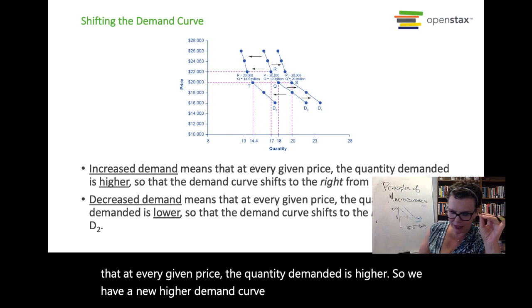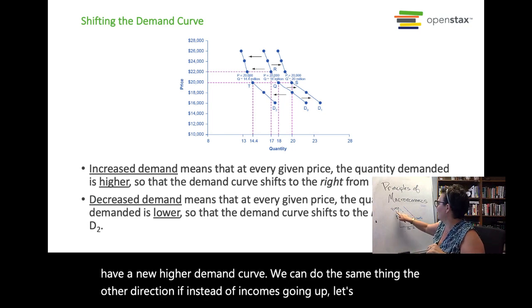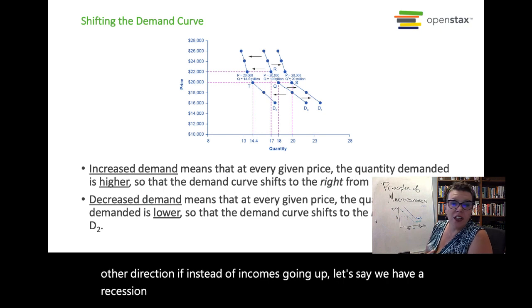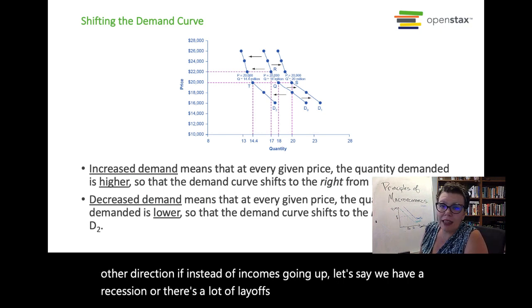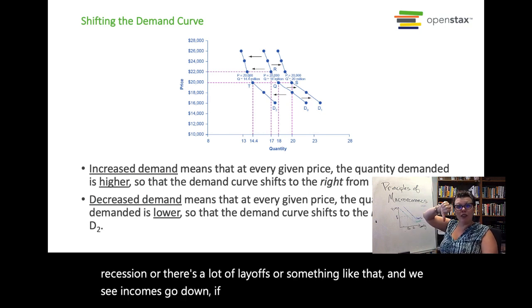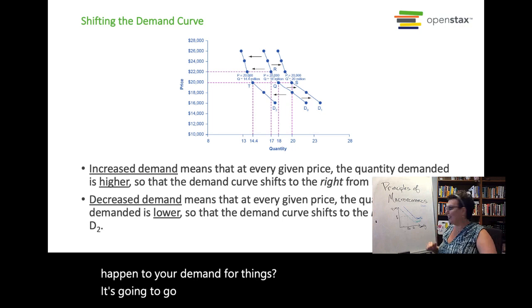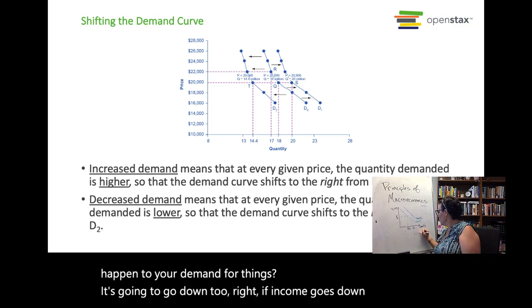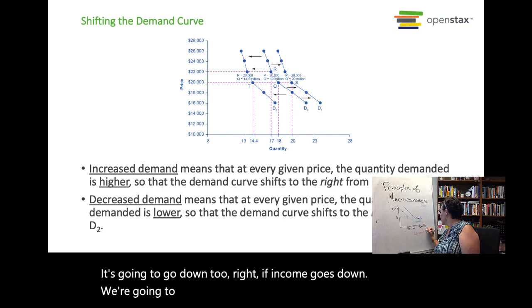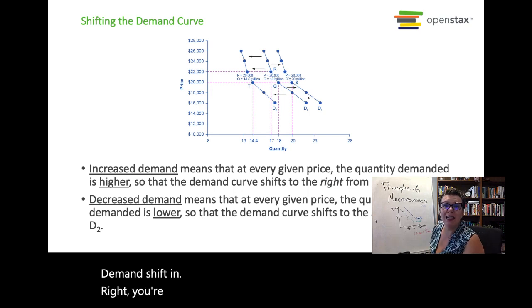We can do the same thing the other direction. If instead of incomes going up, let's say we have a recession or there's a lot of layoffs or something like that, and we see incomes go down. If income goes down, what's going to happen to your demand for things? It's going to go down too, right? If income goes down, we're going to expect to see demand shift in, right? You're going to buy a little bit less of everything.